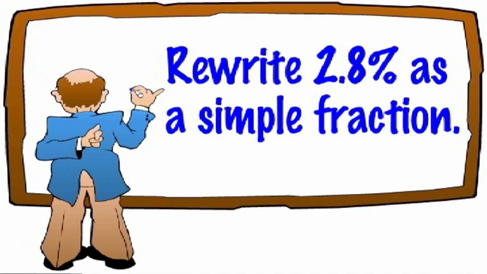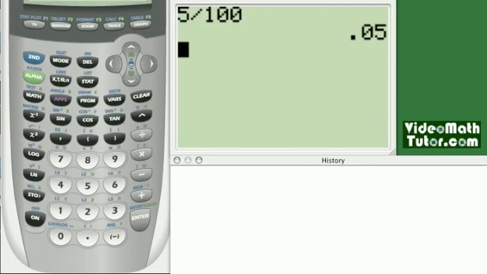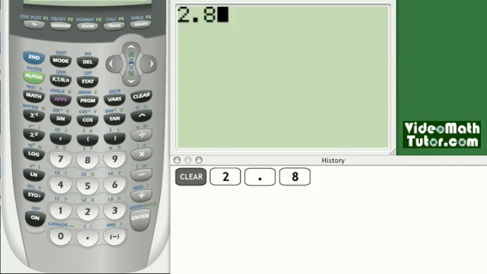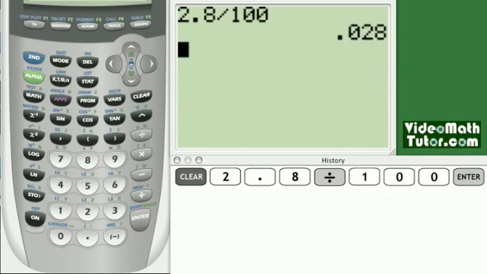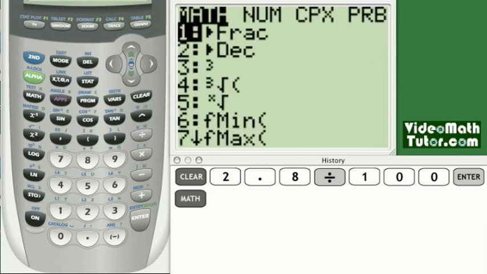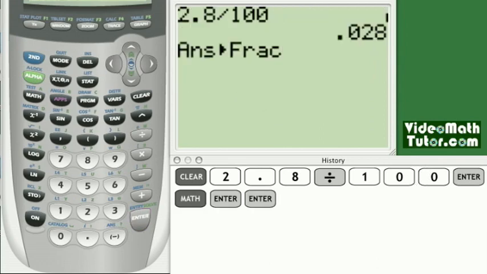Rewrite 2.8% as a simple fraction. Let's clear our display. Now let's input our percentage, 2.8. Now the first thing we should do is divide by 100. Let's do that. Okay, so now we need to change our decimal to a fraction. So math, enter, and enter again. So there is our final answer, 7 over 250.